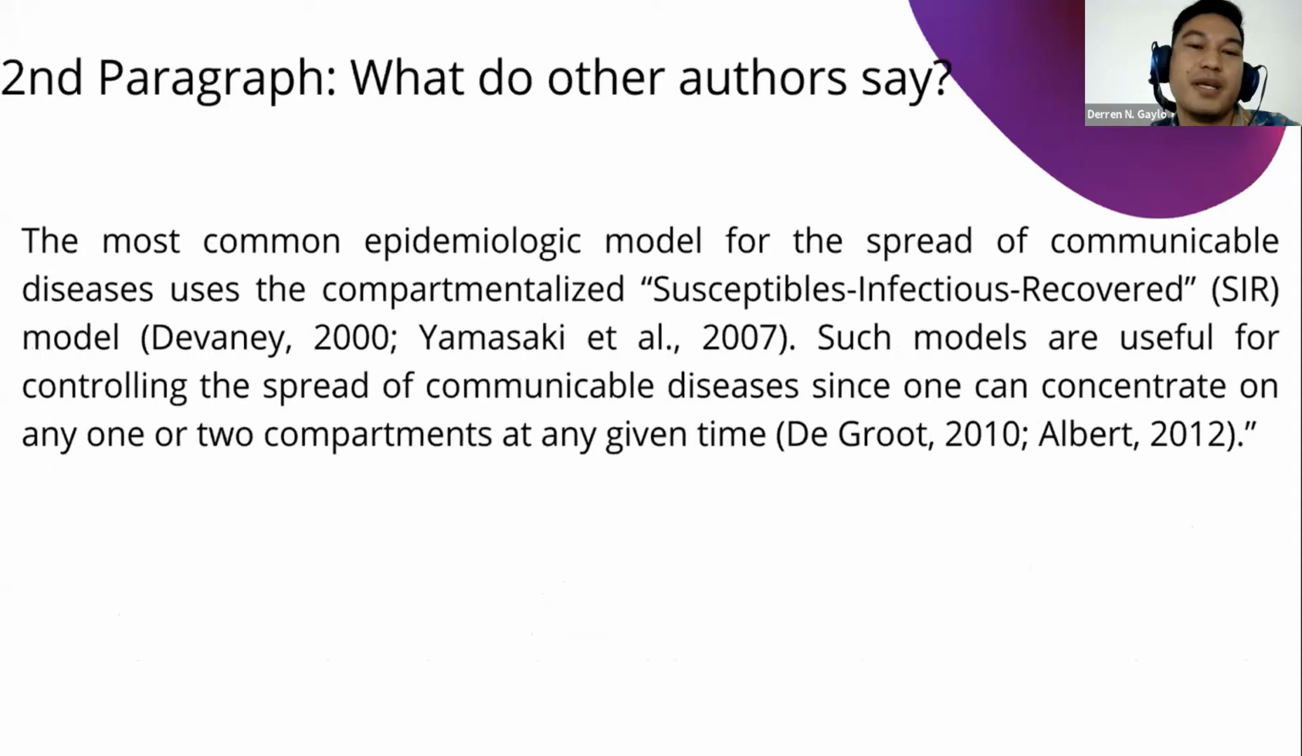The most common epidemiologic model for the spread of communicable diseases uses the compartmentalized SIR model. Such models are useful for controlling the spread of communicable diseases, since one cannot concentrate on any one or two compartments at a given time. So here we have what some other authors say about the SIR model that will be used in the study. If it's effective or not, or can it be used, something like that.